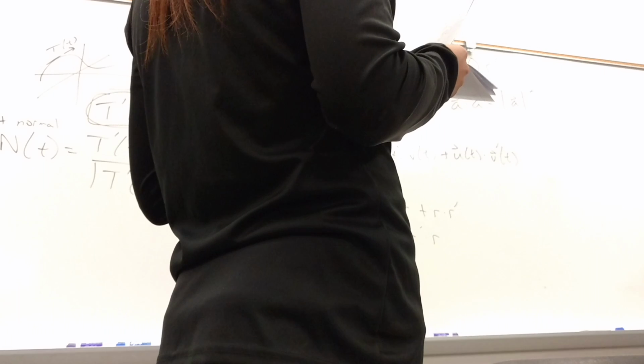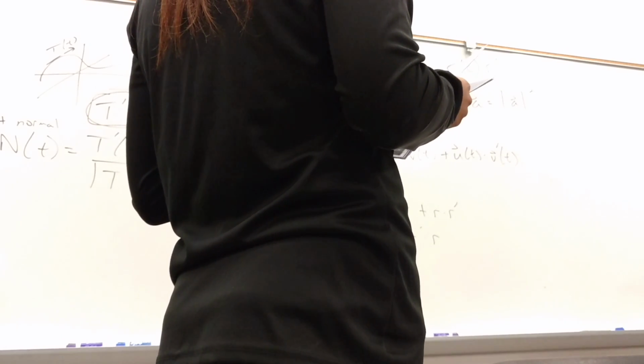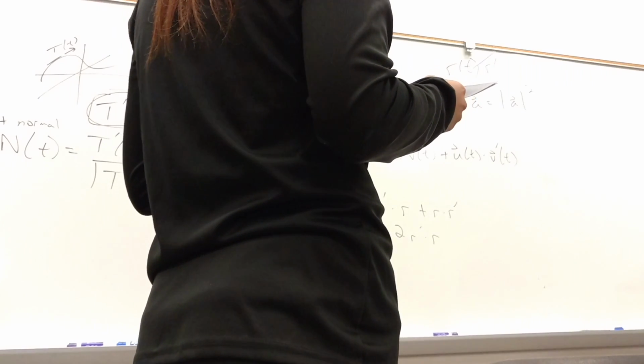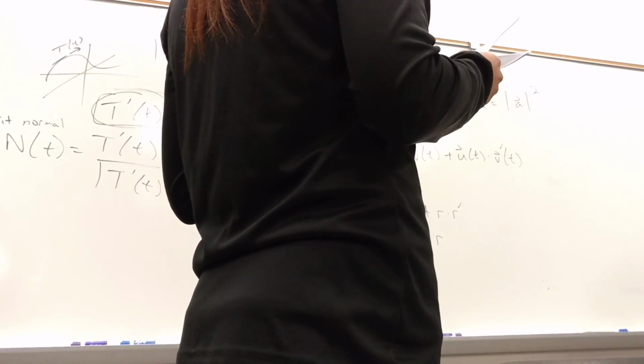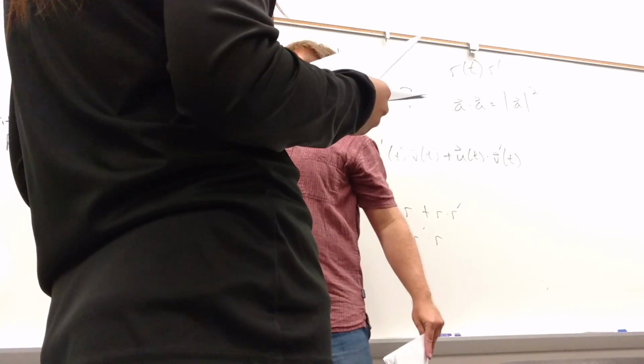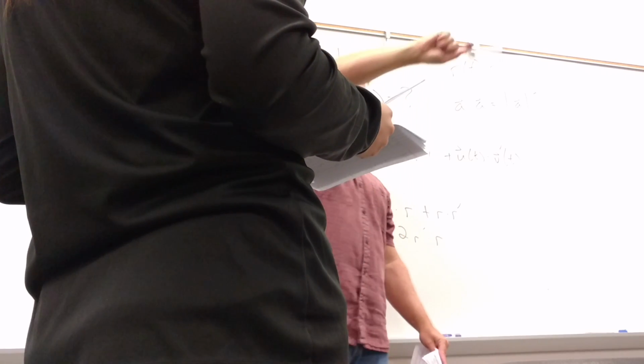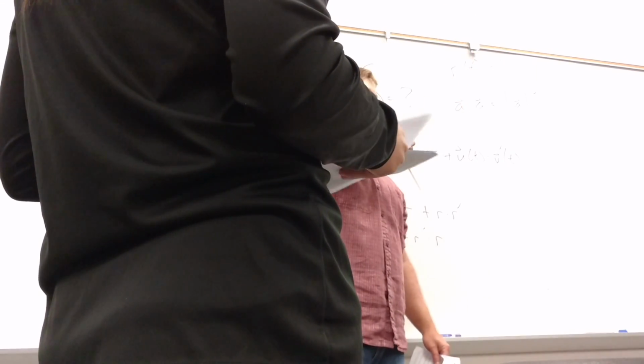There's a tangent to the vector function, and there's a normal to the vector function. Big T is the tangent to the function, and big N is the normal to the function at every point. I like that because you always have a tangent and a normal.